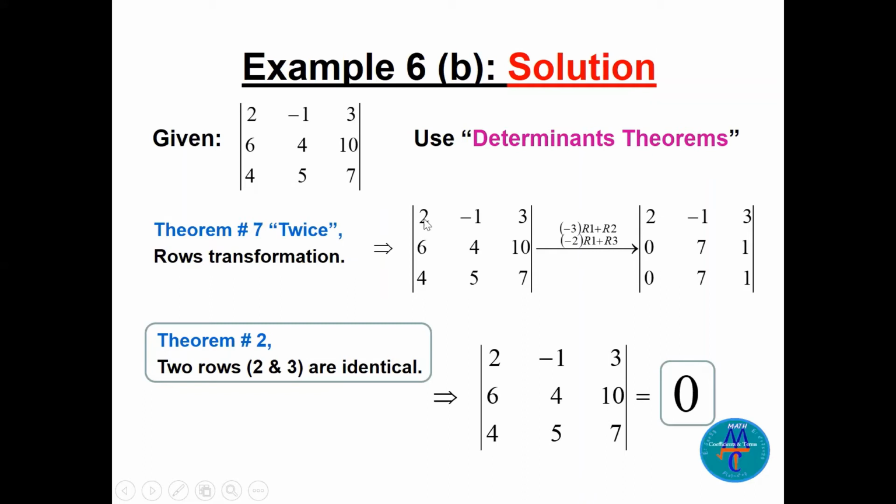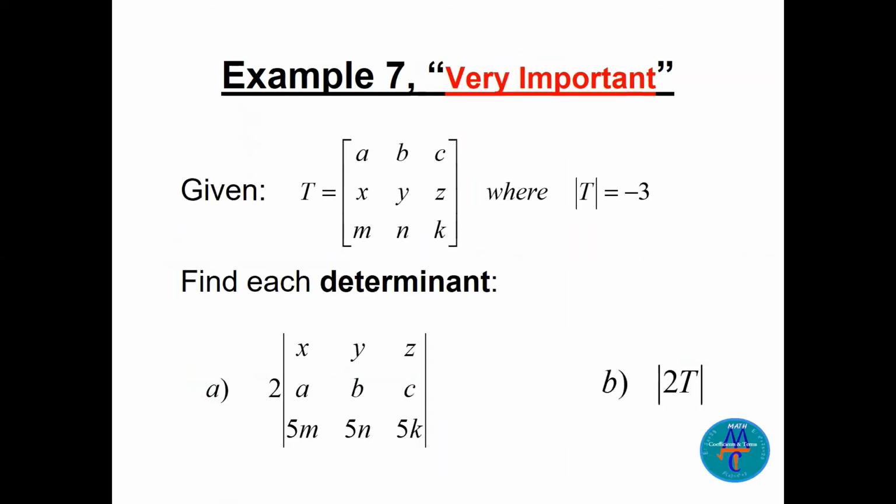Then I can multiply, this is 2 and this is 4. So I multiply row 1 by minus 2 and add to row 3, you get 0, 7, 1. So I have used theorem number 7 twice. This is row transformation. Now I can see two identical rows, or I can multiply again by minus 1 and then add to row 3. So the whole determinant is 0. See, it does not look like it, but the determinant is 0. This is a little tricky question.